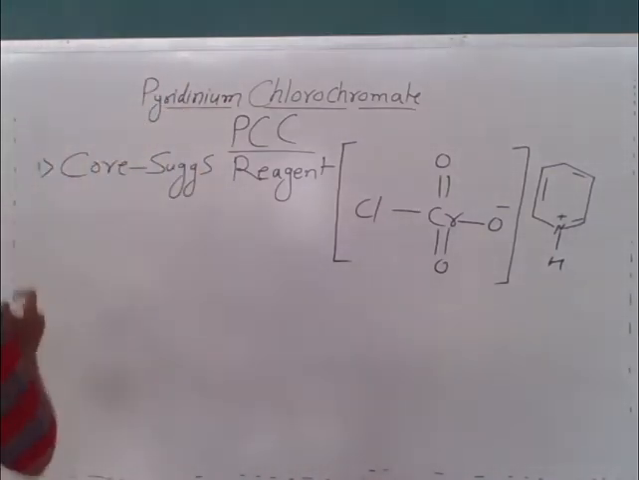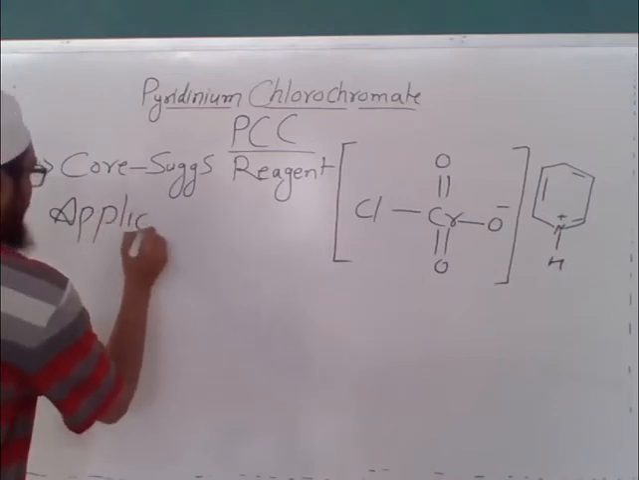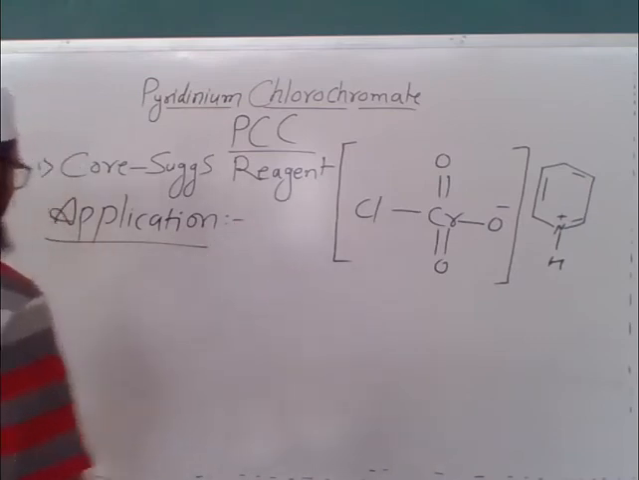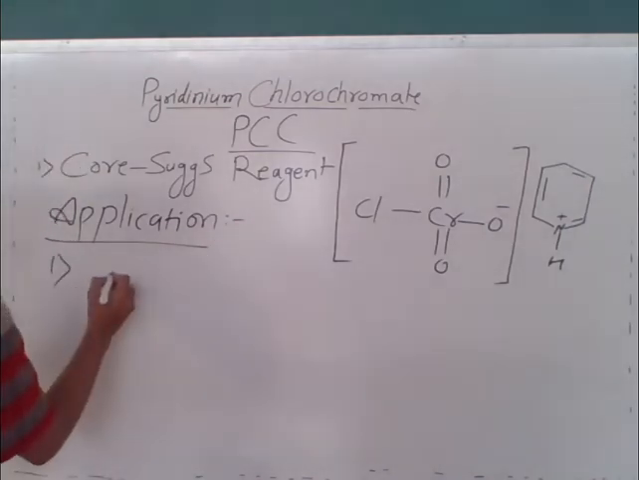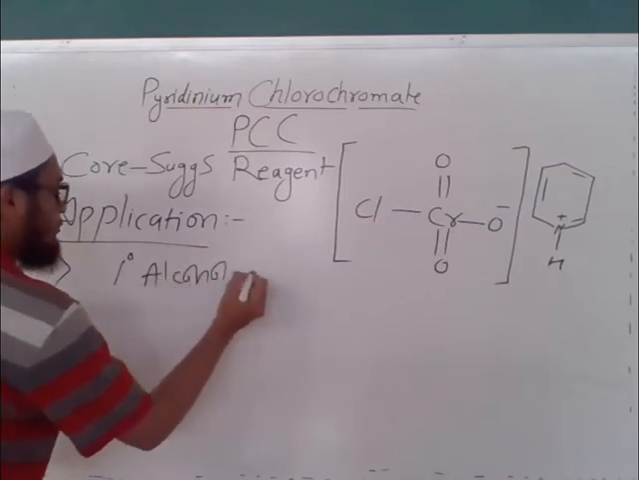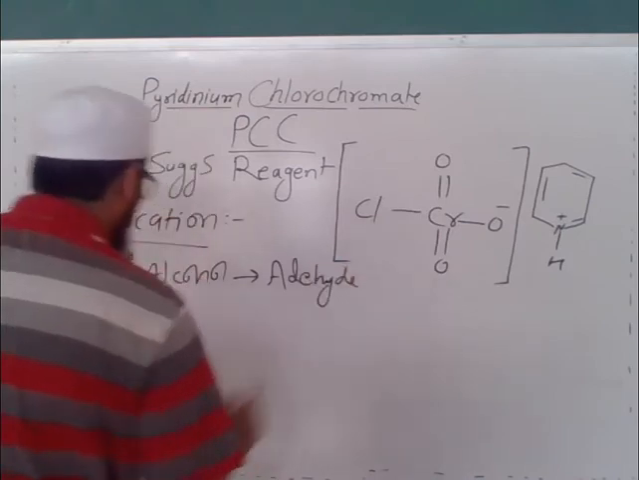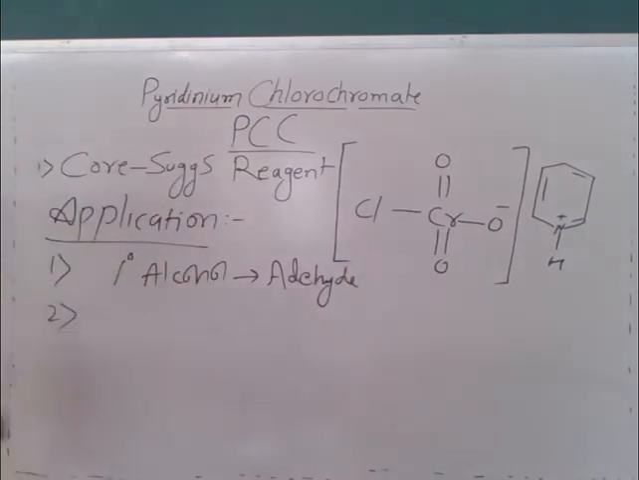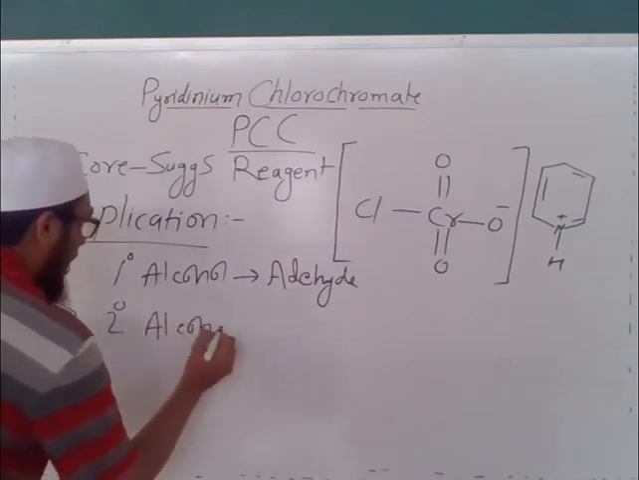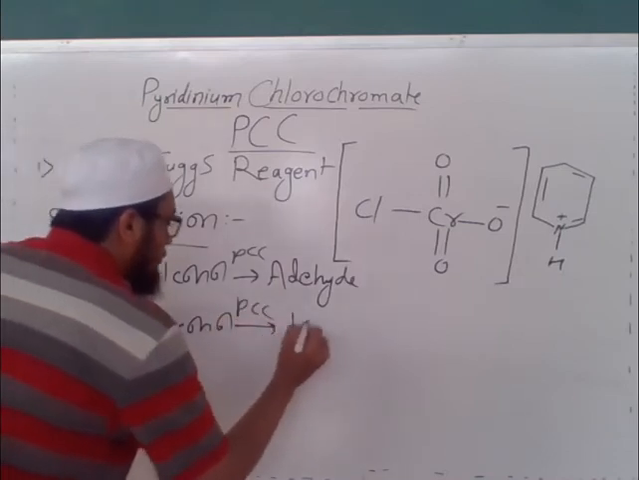Now the applications of Pyridinium Chlorochromate. The first application is it converts primary alcohol to aldehydes. Primary alcohol to aldehyde. And the second application is it converts secondary alcohol to ketones.